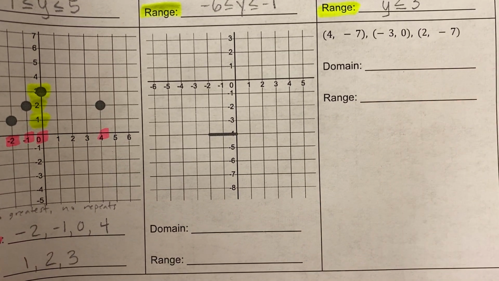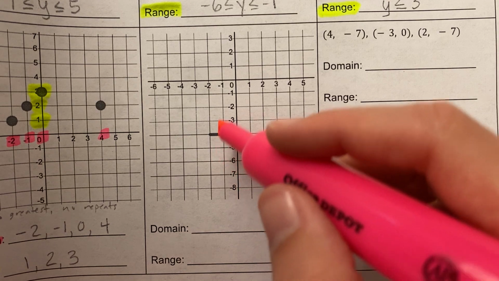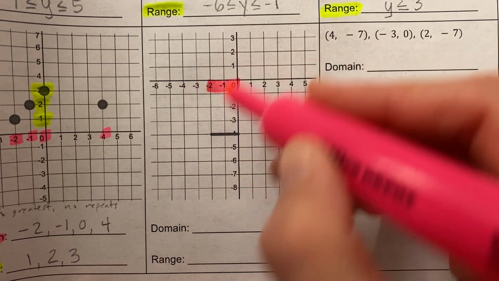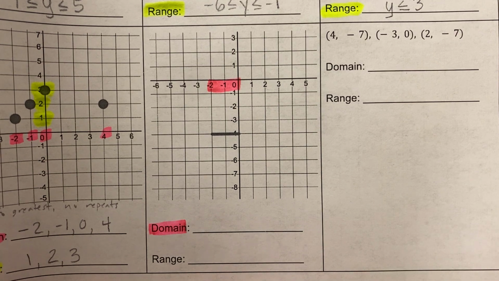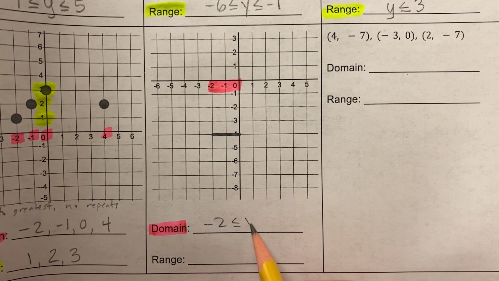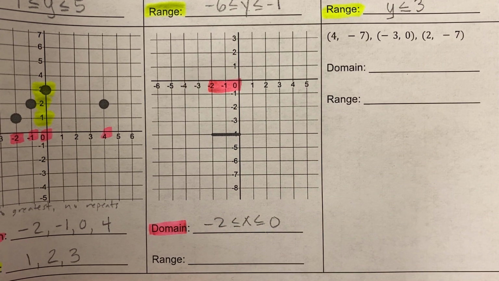Right here, my domain is a range of values, because if I were to squish this to the x-axis, it would go from here to here, from -2 to 0. So I would write -2 is less than x is less than 0.